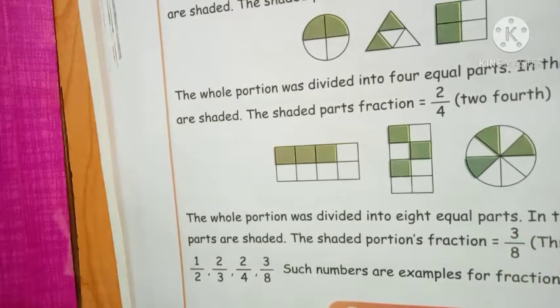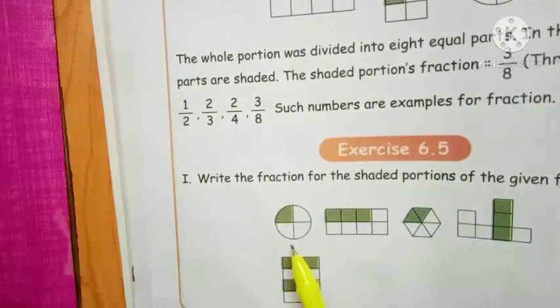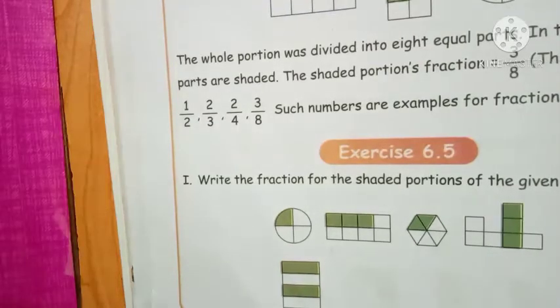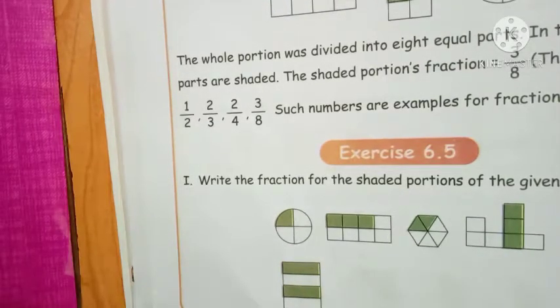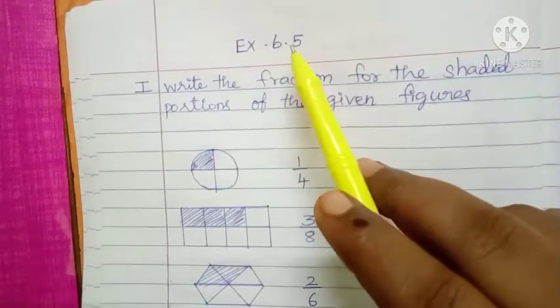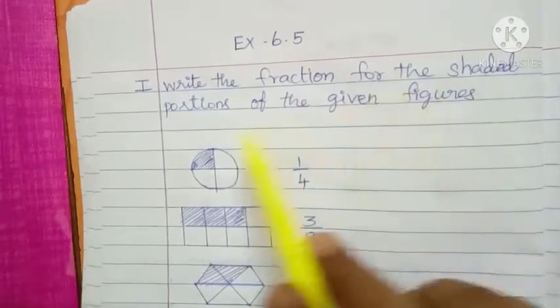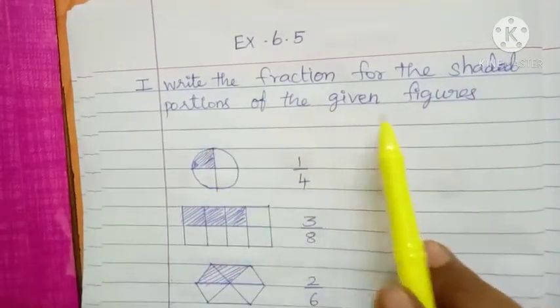Do you understand now? Shall I move to the exercise 6.5? So the first one answer. Take your classwork, ready to write. Exercise number 6.5. Write the fraction for the shaded portion of the given figure.